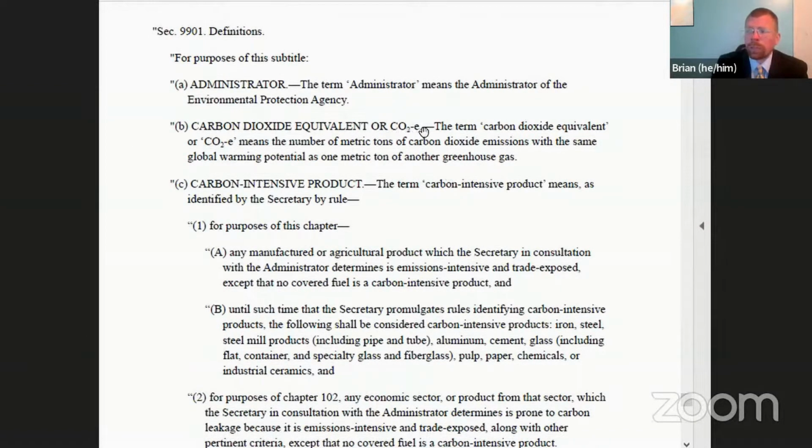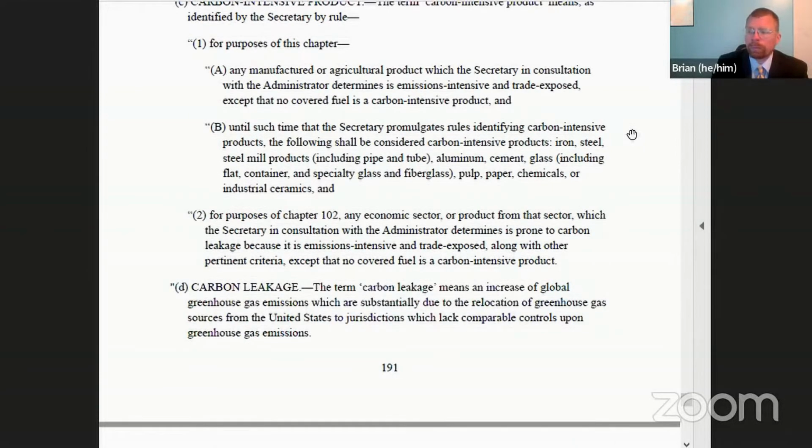Carbon dioxide equivalent, or CO2e. Different greenhouse gases are measured in different ways, but for simplicity's sake, they would be translated into carbon dioxide equivalents, and then the tax will be figured on what the equivalent amount of carbon would be. It also identifies some carbon intensive products. Basic ones are iron, steel, aluminum, cement, glass, pulp, paper, chemicals, and industrial ceramics. And these will be addressed when it comes to international trade.